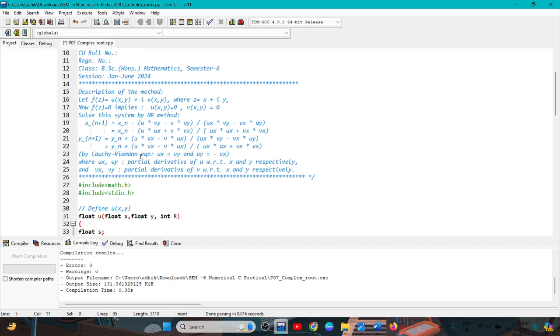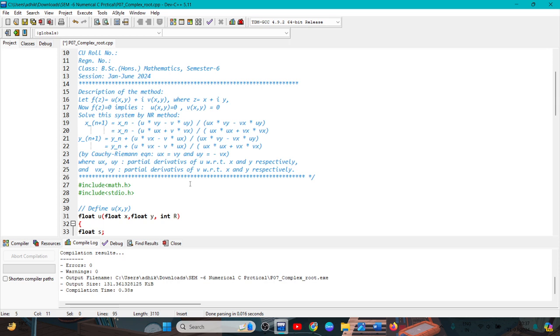Here we use the Cauchy-Riemann equation where ux equal to vy, so put ux here, and uy equal to minus vx, so put here this plus. And yn plus 1 equal to yn plus u into del v del x minus v into del u del x, whole divided by del u del x into del v del y minus del v del x into del u del y, that is equal to yn plus u into del v del x minus v into del u del x, whole divided by del u del x square plus del v del x square.